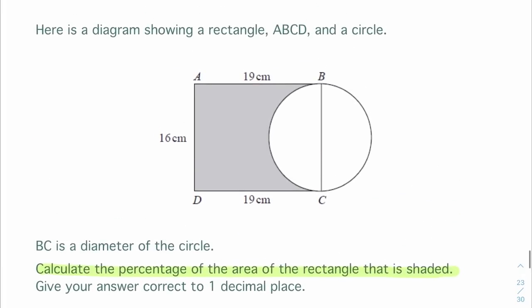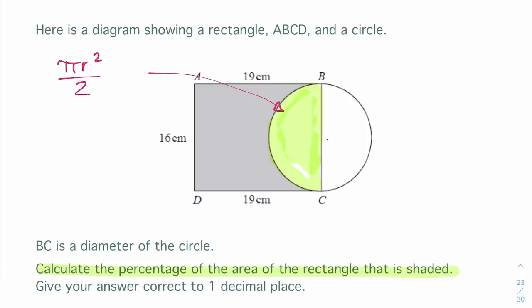So to get the shaded part, we would want to work out the area of this semicircle here. We can take that away from the area of the rectangle. So to get the area of that semicircle, what would we do? Well, to get the area of a circle, the area is pi r squared. So it's going to be pi r squared. And then because it's a semicircle, we'll divide it by 2. Okay, so area is pi r squared, and then divide it by 2.